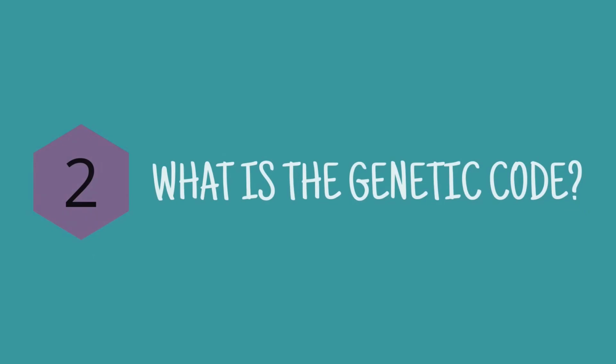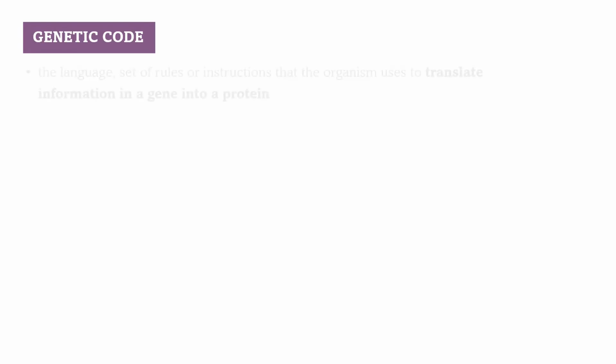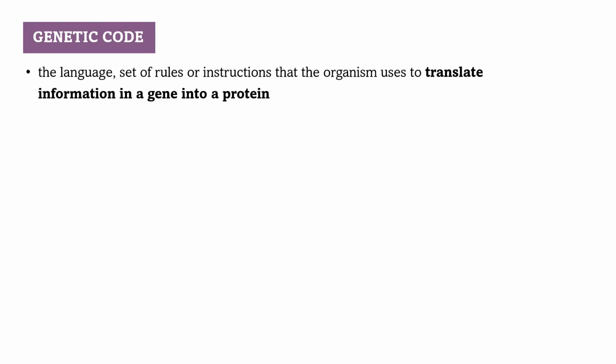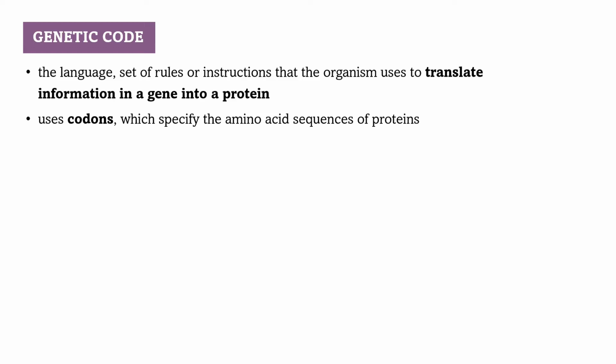Okay? So what is the genetic code? Genetic code is the language, set of rules or instructions that the organism uses to translate information in a gene into a protein. It is the means by which it is possible to synthesize a protein based on the information stored in a gene. The code uses codons, sequences of 3 nucleotides, which specify the amino acid sequences of proteins.